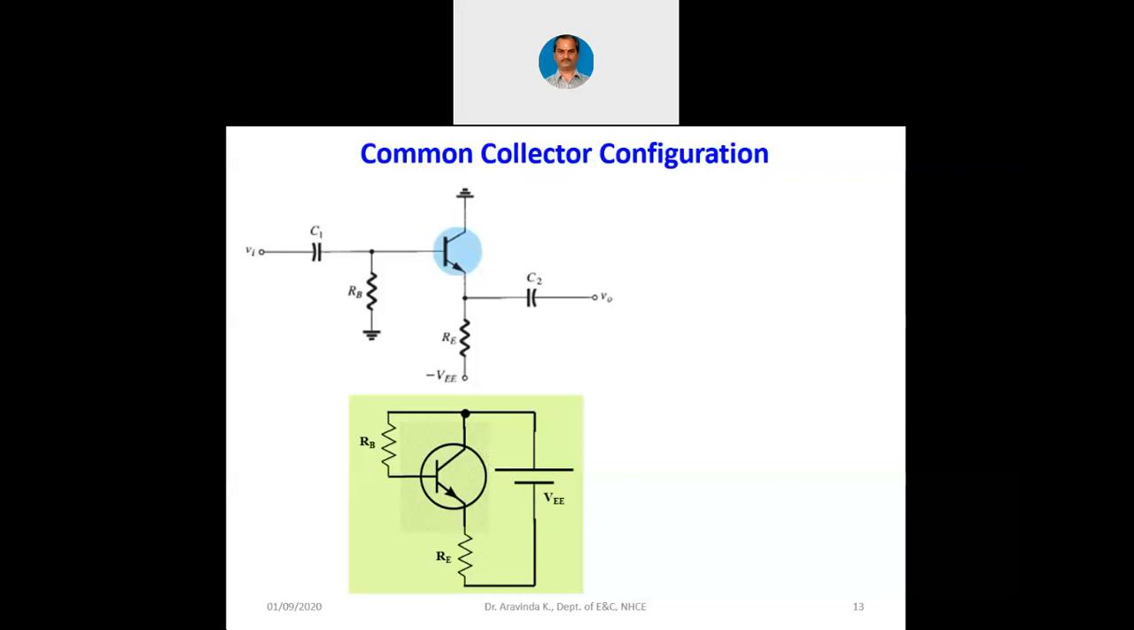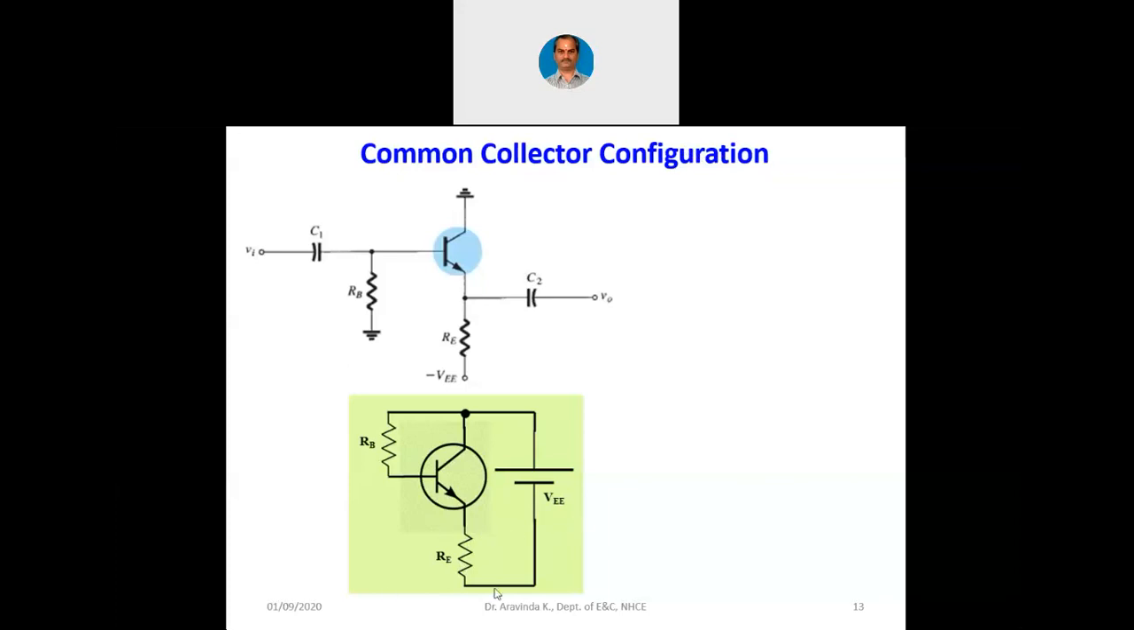Otherwise, this is similar to the base bias circuitry. Just recall the base bias circuitry or the fixed bias circuitry. That circuit and this circuit are one and the same, except that the resistor at the collector is shifted to the emitter. The reason is we cannot ground the emitter here. Why we cannot ground the emitter? We want to take the output at the emitter itself. That's why we cannot ground the emitter.